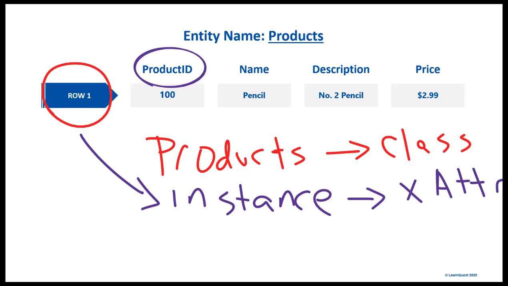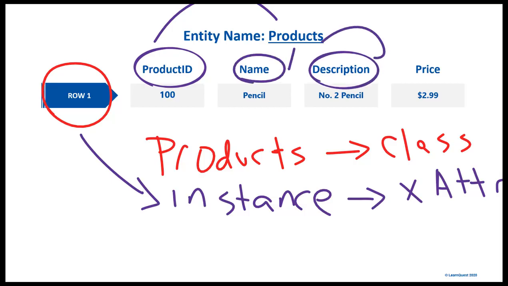So product ID is an attribute of the products class. Name is an attribute of the products class. Description is an attribute of the products class. Price is an attribute of the products class. They all mean the same thing. You just have to remember who you're speaking with and for what purpose.